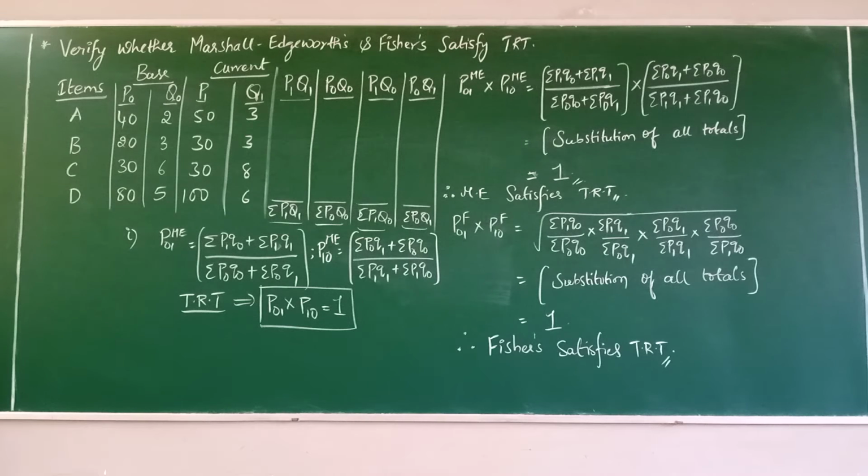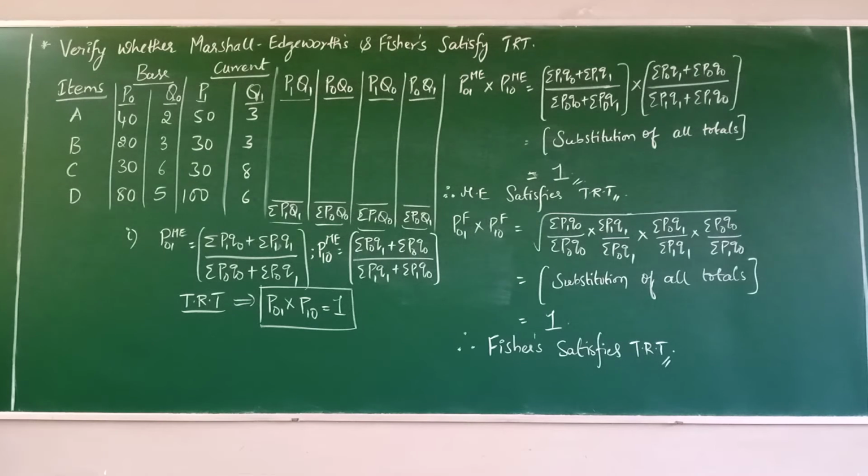TRT refers to the time reversal test, the reciprocal of time periods, isn't it? Look at the problem now. Items A, B, C, D and the base. Under the base they have given price and quantity, and under the current they have given price and quantity. So it's a straight question, right? There is no expenditure or value here. Just price and quantity under base and current.